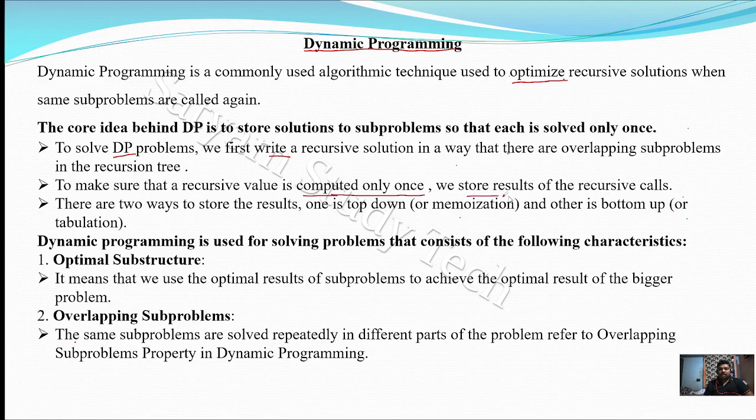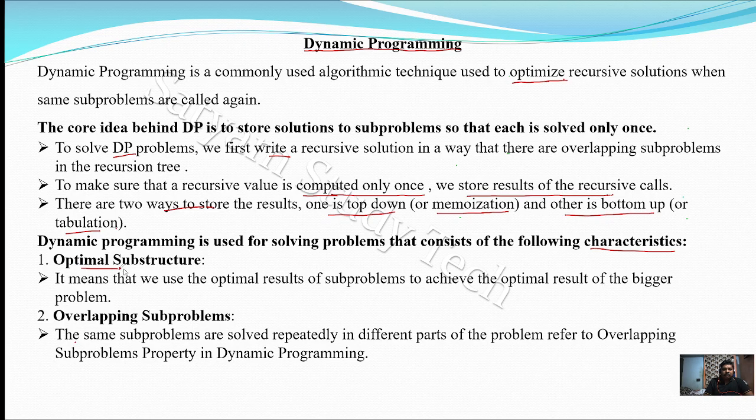So we store the result of the recursive calls. There are two ways to store the result. One is the top down approach, that is the memoization technique, and the other is the bottom up approach, that is the tabulation.